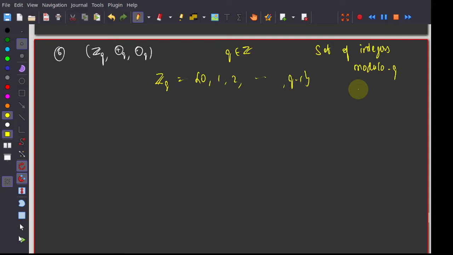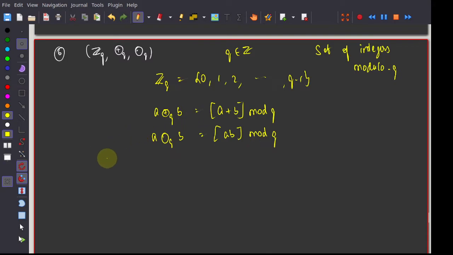And addition and multiplication are modulo q. So a plus b is basically a plus b mod q. So you do standard integer addition of a and b, and then take the remainder when you divide by q. And multiplication is just multiplication modulo q. Okay.